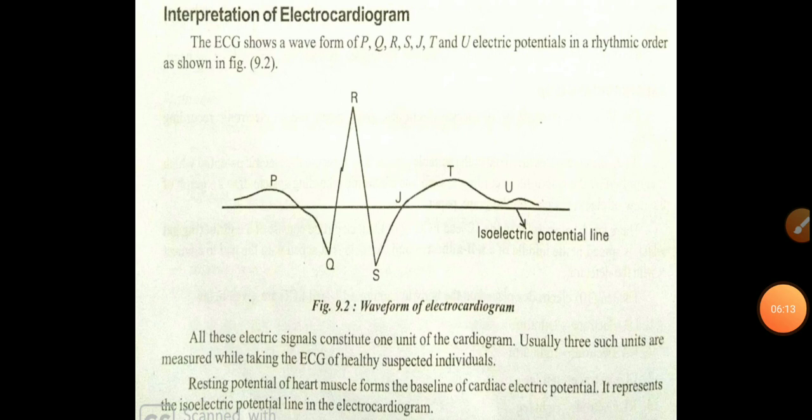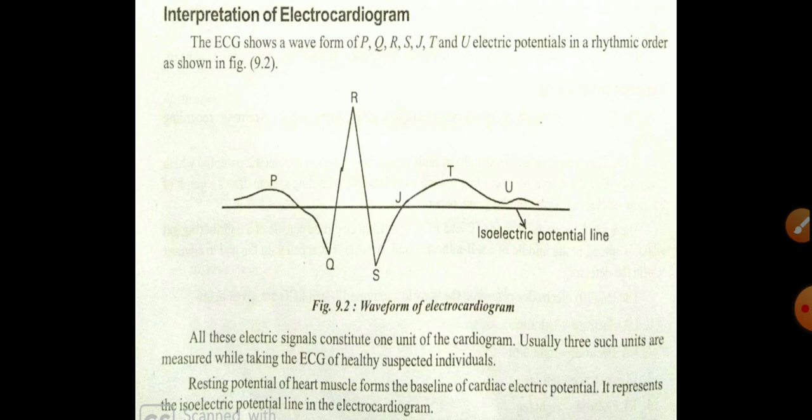Now let us know how to make an interpretation of an electrocardiogram. From this figure we can see that there are P waves followed by the QRS complex and then the T wave. All these electrical signals constitute one unit of cardiogram. Usually 3 such units are measured while taking the ECG of healthy suspected individuals.